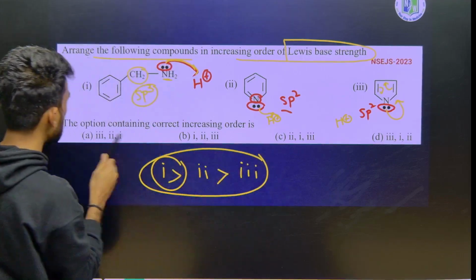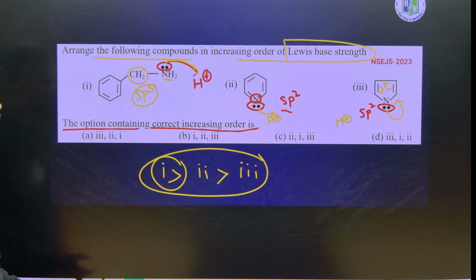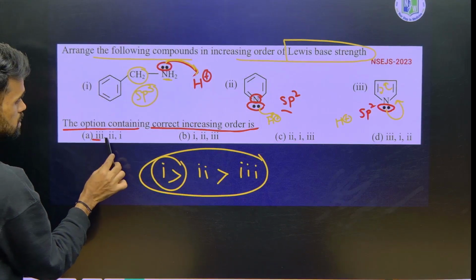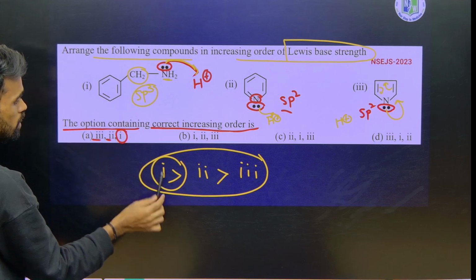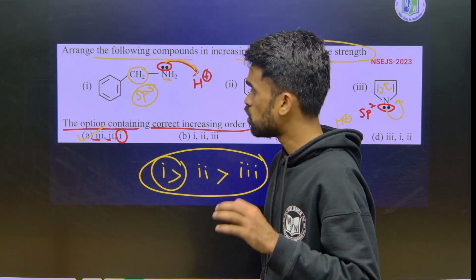So what are they asking? The correct option containing the increasing order. So least is 3, next is 2, and more is 1. So option number A will be the perfect answer for this particular question. Hope this is also clear.